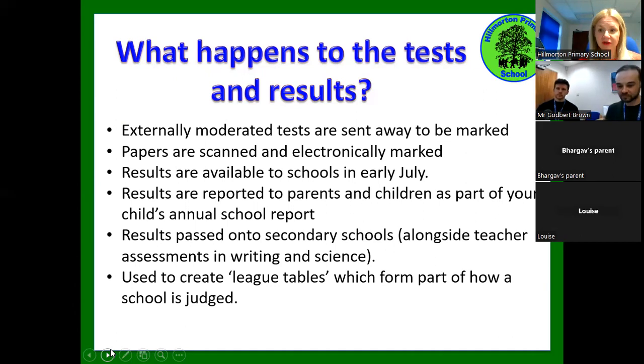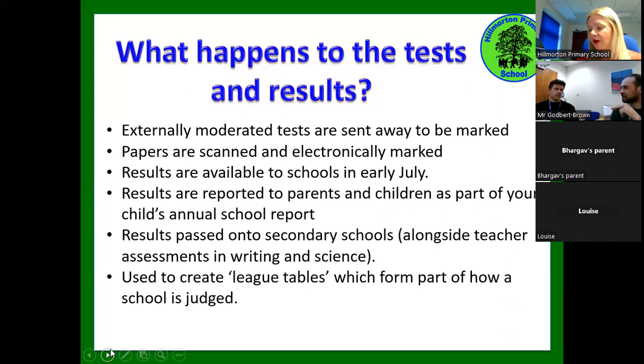So the whole process, as you can imagine, every year 6 child in the country is doing the tests on the same week. Takes quite a long time because they have to be sent off. They have to be collected by courier. They then get marked. They then get recorded. And so we get the results back in early July. In the first week of July, we will get the results back to us. As soon as we get them back to us, you will get them. It's usually around the same time that you'll get your school report.